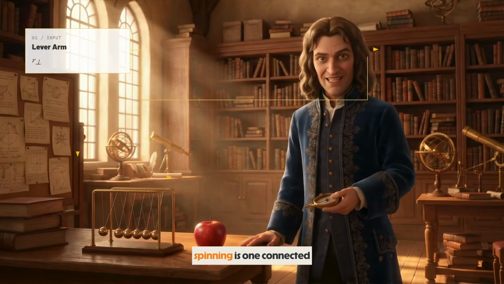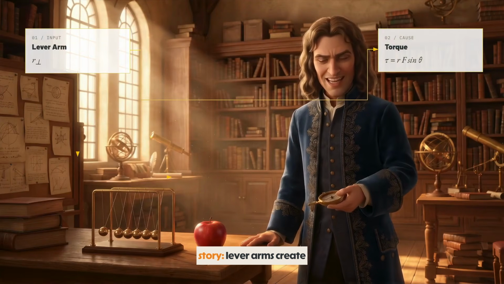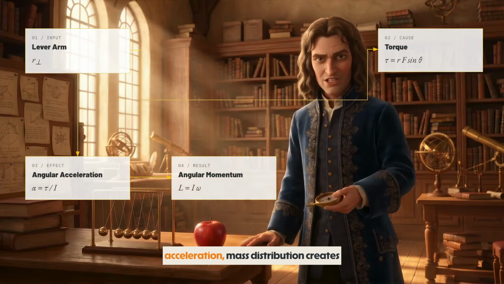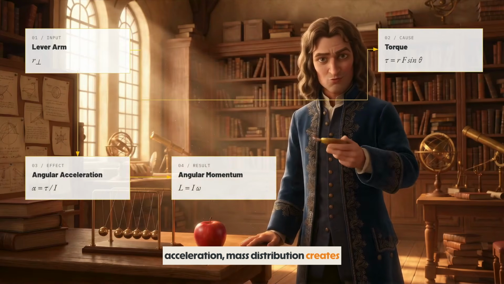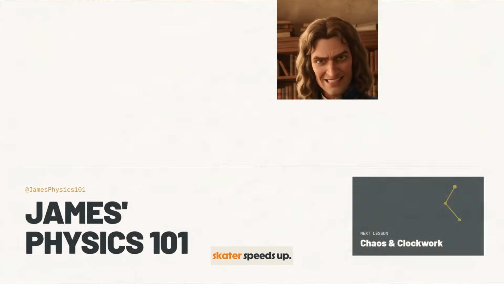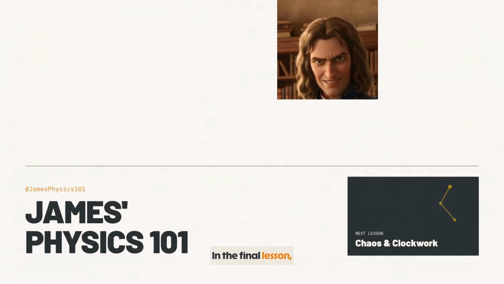So the physics of spinning is one connected story. Lever arms create torque, torque creates angular acceleration, mass distribution creates rotational inertia, and angular momentum explains why a skater speeds up. In the final lesson, we will see where prediction breaks down in chaos.